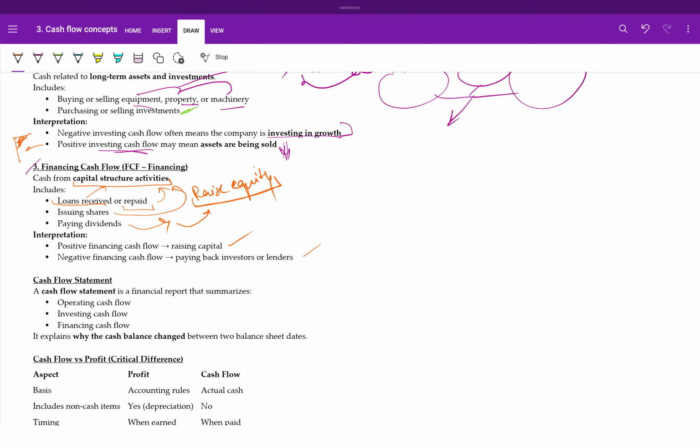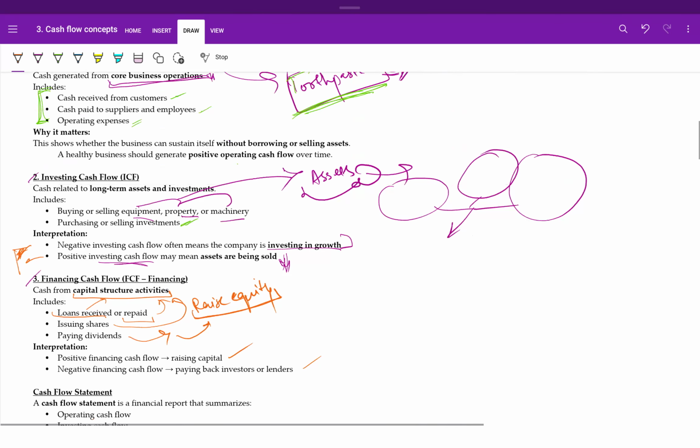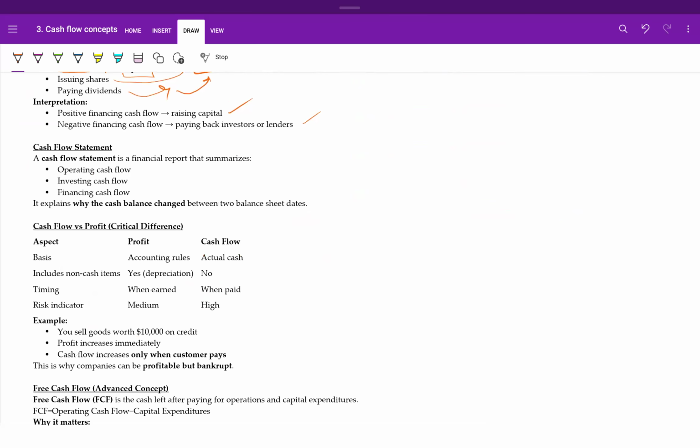I hope the cash flow from operations, investing and financing is clear to you guys. Let's talk about the cash flow statement just briefly. The cash flow statement is a financial report that summarizes the operating, investing and financing cash flow, and it explains why the cash balance changes between two balance sheet dates.